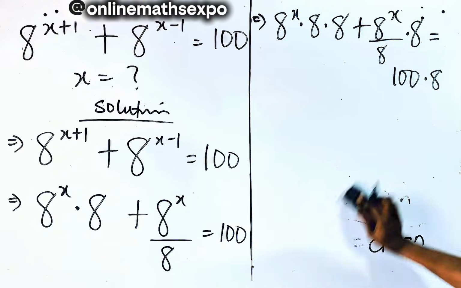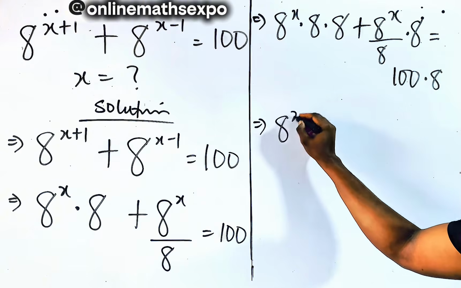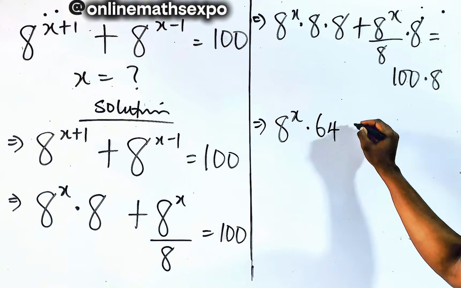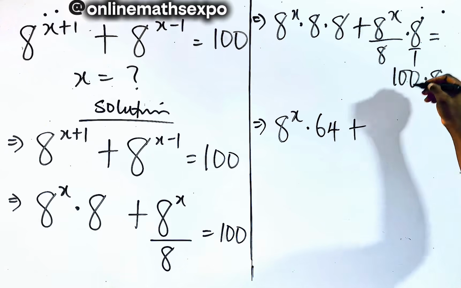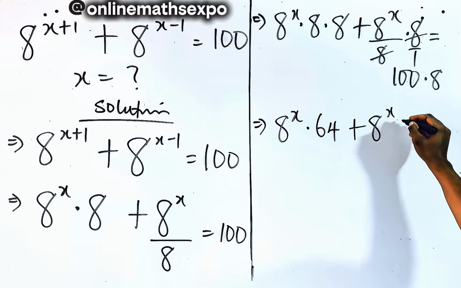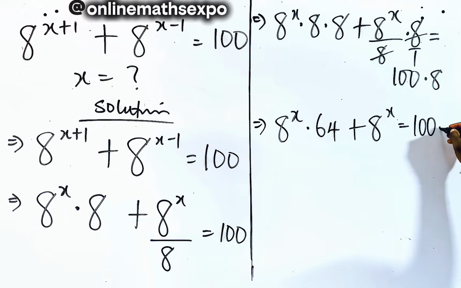We keep solving. So this is going to give us a to the power of x. If you multiply these two, it gives you 64. Plus, you see that this is the same as over 1. So this can be taken off, and we are left with a to the power of x. Then for this, let's still leave it as 100 multiplied by 8 for easy simplification.